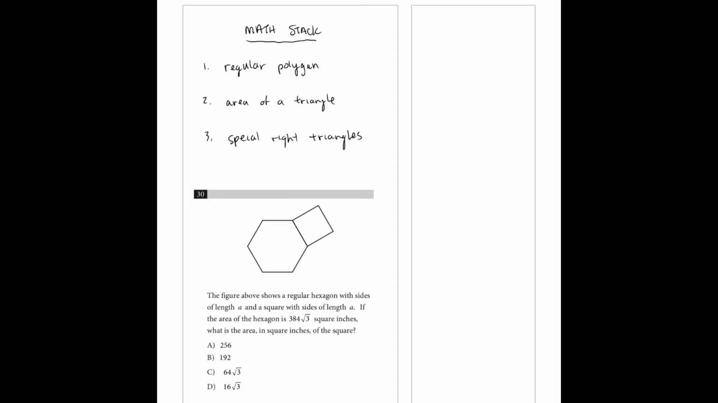Question 30 says the figure above shows a regular hexagon with sides of length A and a square with side of length A. If the area of the hexagon is 384 times the square root of 3 square inches, then what is the area in square inches of the square? And as you notice, I'm starting to color code some parts of this problem for us. You won't be able to do that on the real SAT, but it'll be helpful to keep track of our steps.